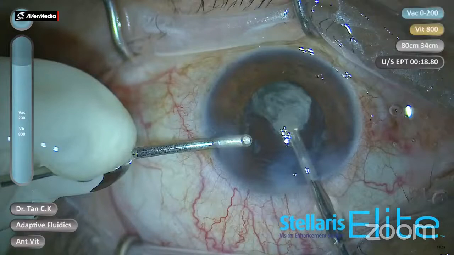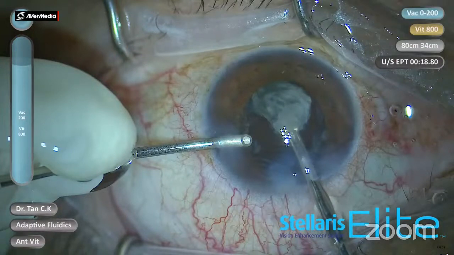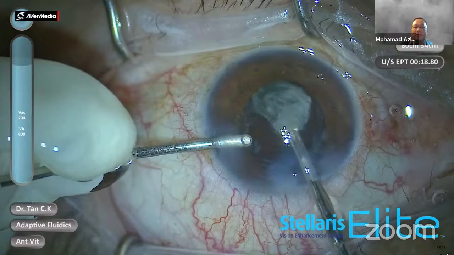Yes, doctor. There's a large segment, let's say a quarter. Then you have a PC run, a big PC run. So you tamponade and everything looks okay. Will you convert?